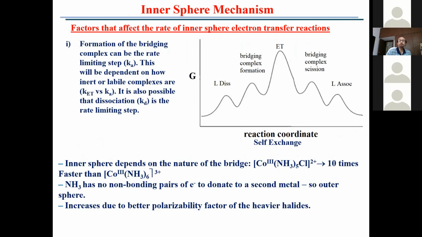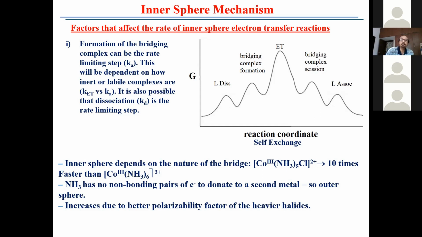Now, if you try to see the energy graph, when you talk about electron transfer, one of our primary goals is to figure out the rate of the reactions. Now, how do we figure out the rate of the reaction? Remember, we determine the rate based on the slowest step. The particular step which is the slowest one is called the rate determining or rate limiting step.